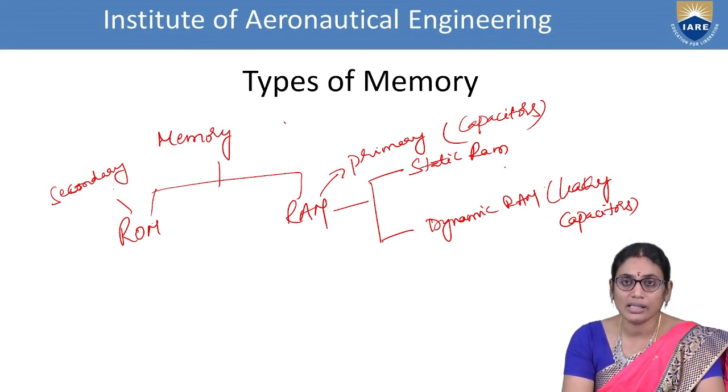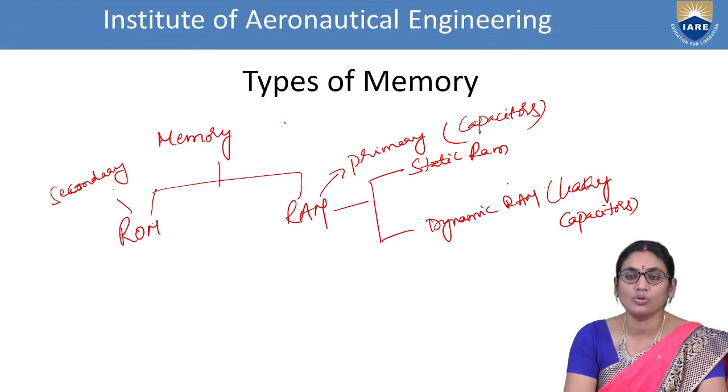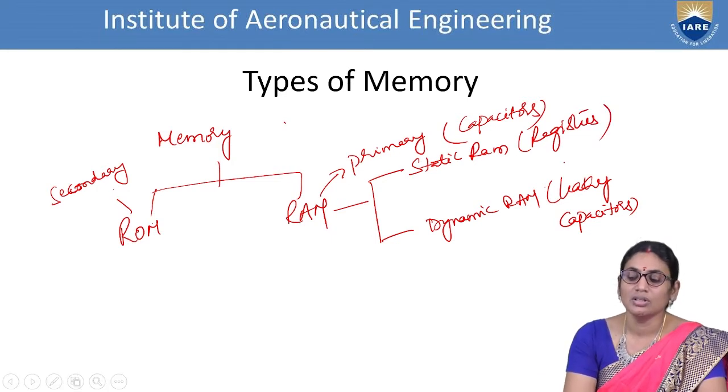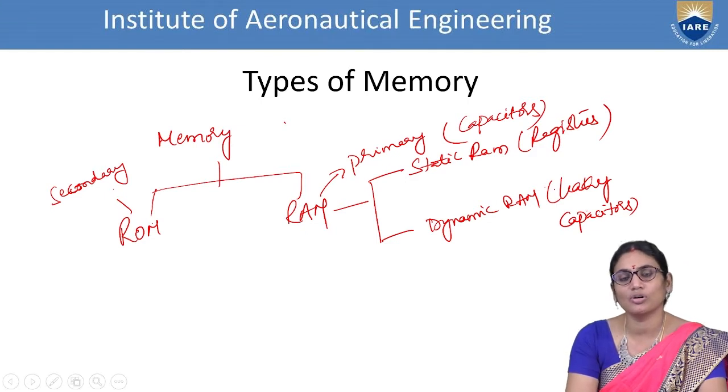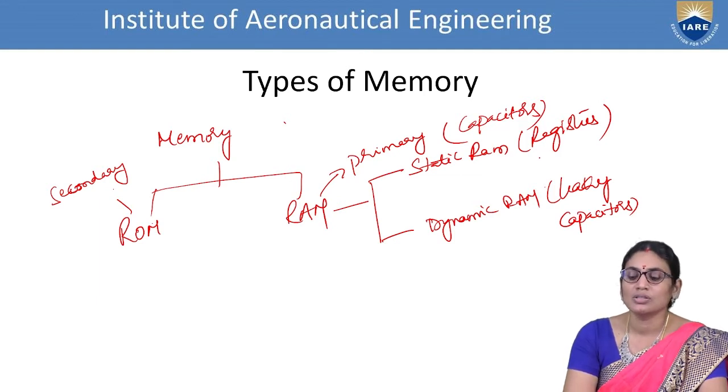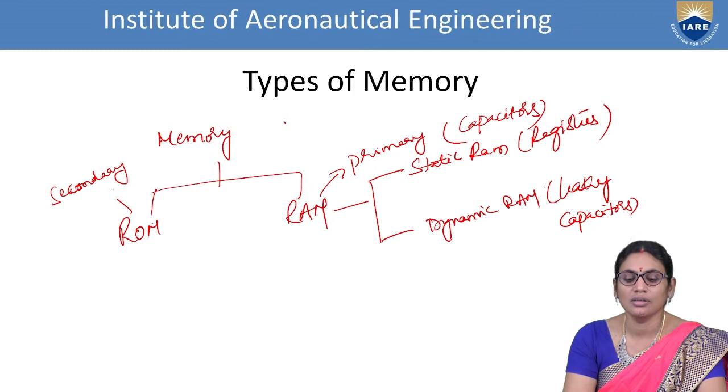When it comes to static RAM, that will be reversed. Here we don't use any leaky capacitors, but the cells generally use resistors rather than capacitors. So these resistors can be used to hold the data, even though it is for a small amount of time. That means stable information can be maintained because of the resistors. So these are the two basic classifications in RAM.